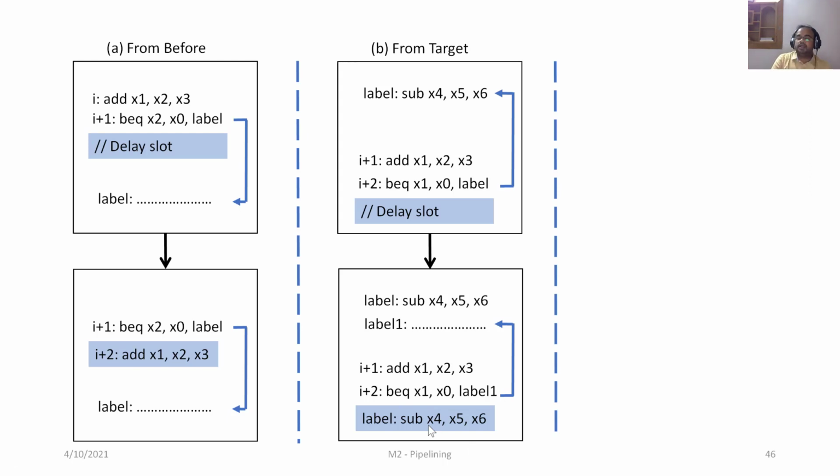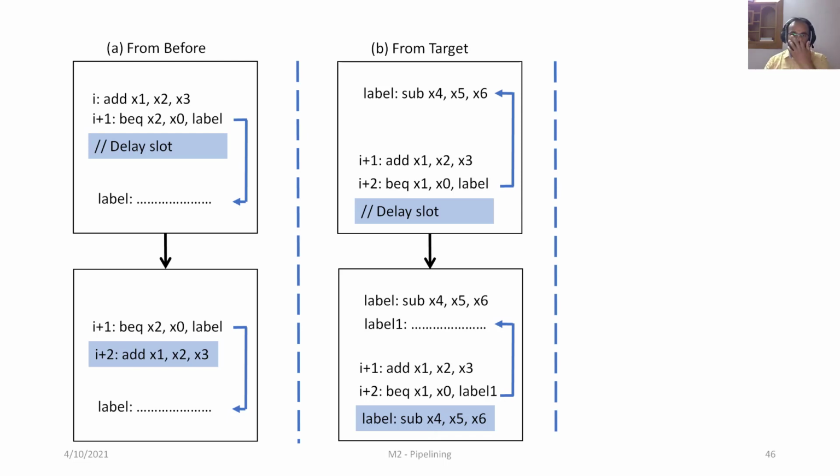So the compiler can do such a reorder in the instructions if it somehow knows that this branch will be taken most of the time, right?